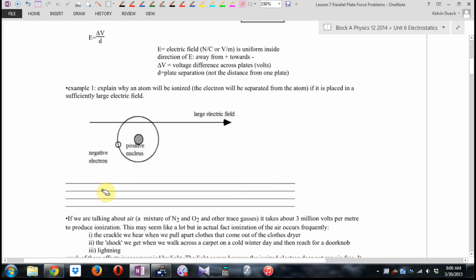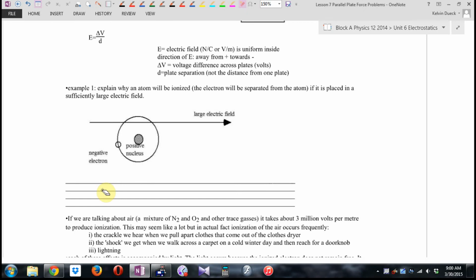Example 1 says this. Explain why an atom will be ionized. You guys are in grade 12. Ionized means that the electron has been separated from the atom. That's why we call them ions on your periodic table, all those charges that you learn. If atoms are placed in a sufficiently large electric field, you can create ions. You can rip the electrons off.